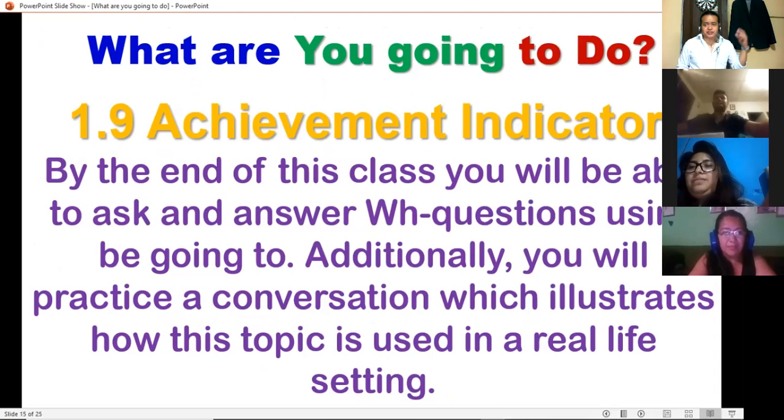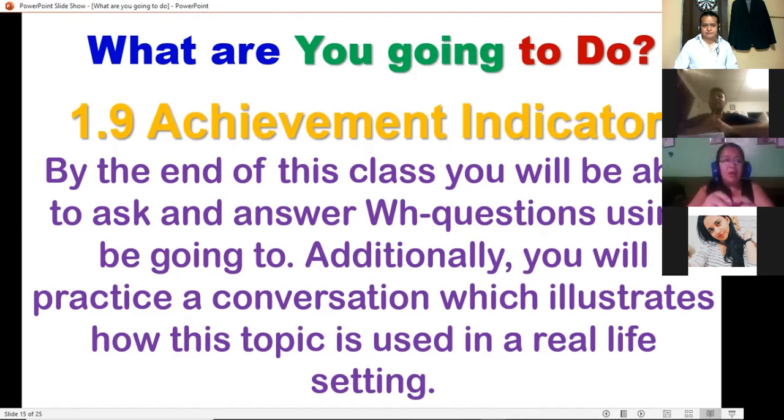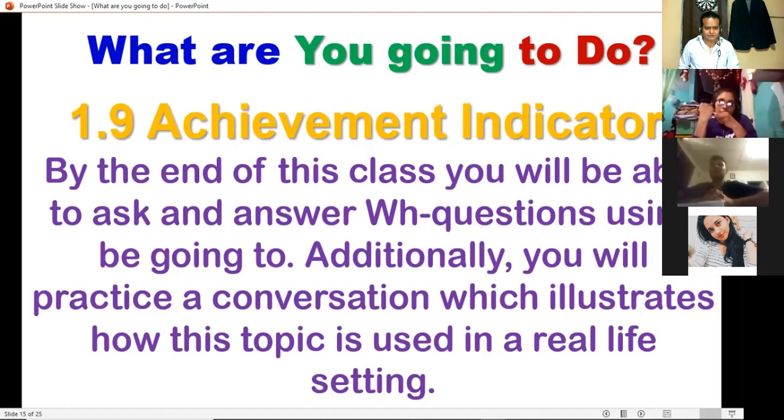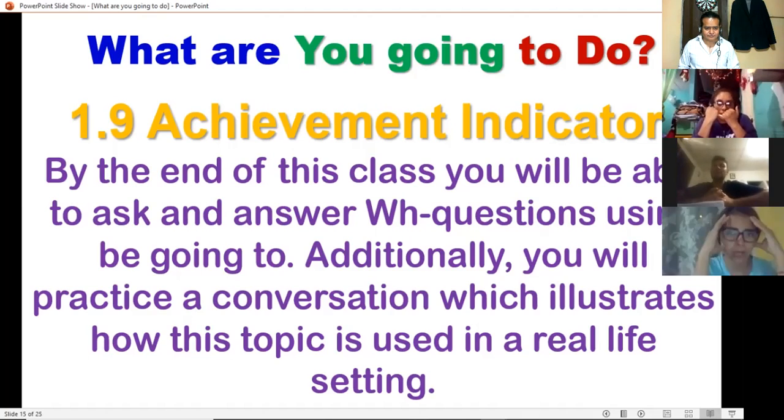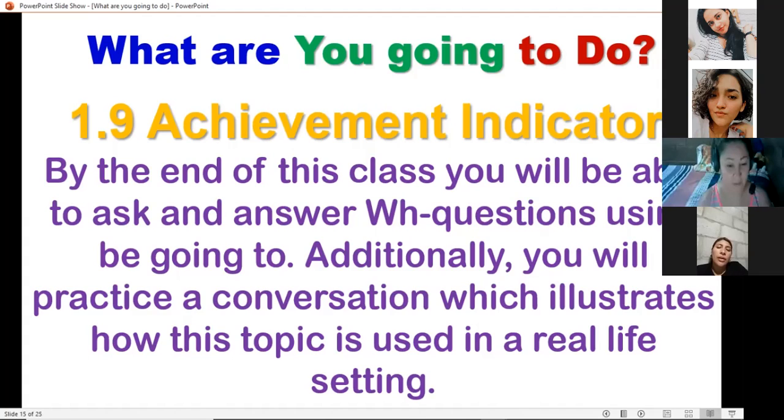And we get to 1.9 achievement indicator. By the end of this class, you will be able to ask and answer WH questions using be going to. Additionally, you will practice a conversation which illustrates how this topic is used in a real life setting. Lo que nos está diciendo aquí es que prácticamente vamos a estar haciendo preguntas con las WH questions.